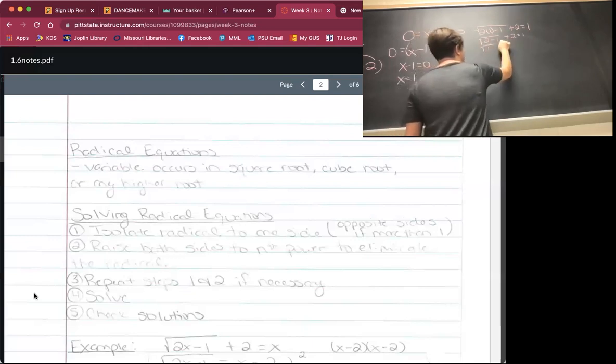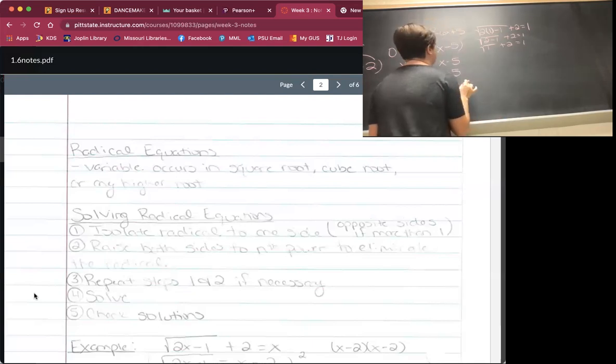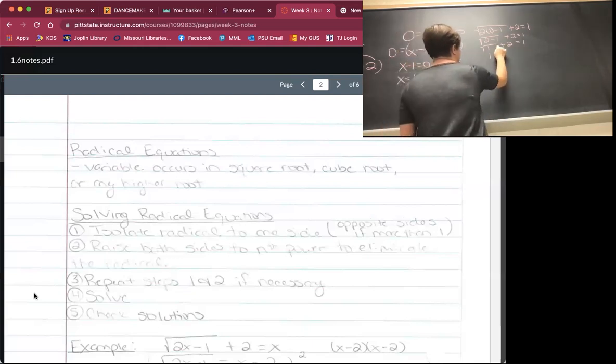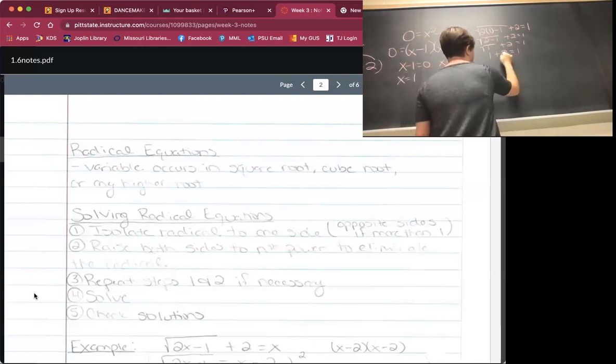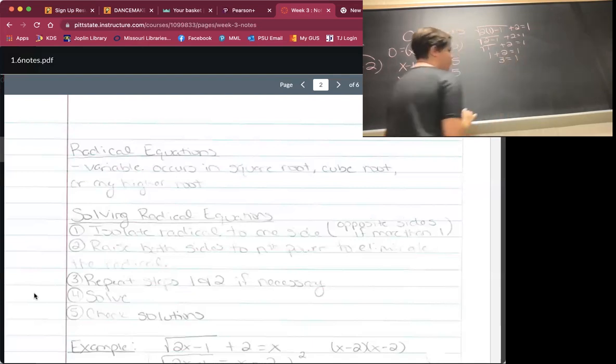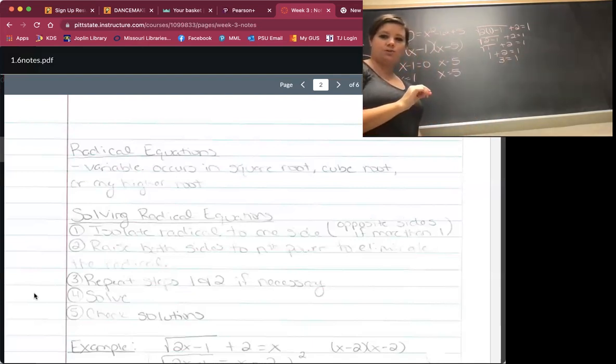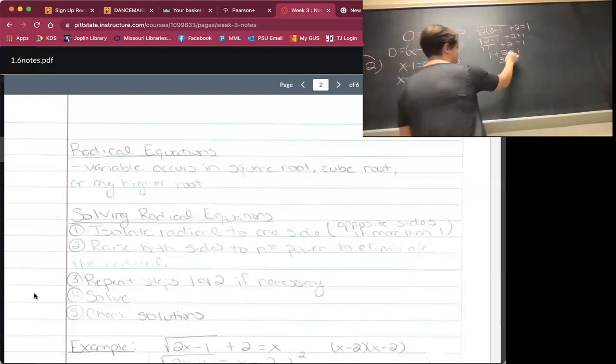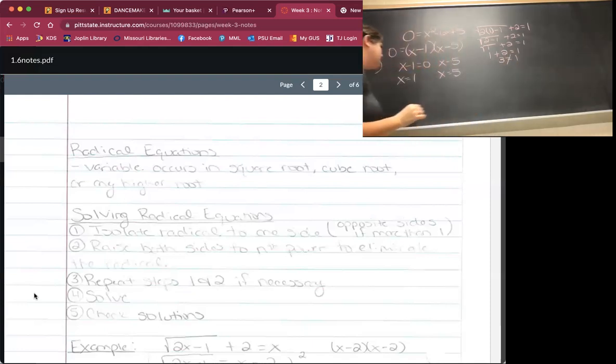So I have the square root of 2 minus 1 plus 2 equals 1. Square root of 1 plus 2 equals 1. So I get 1 plus 2 equals 1. So I get 3 equals 1. Is that true? Does 3 equal 1? No, it does not. That means that x equals 1 is actually not a solution. It's called an extraneous solution.